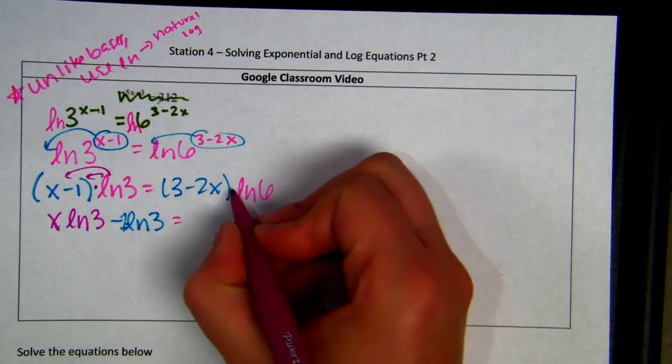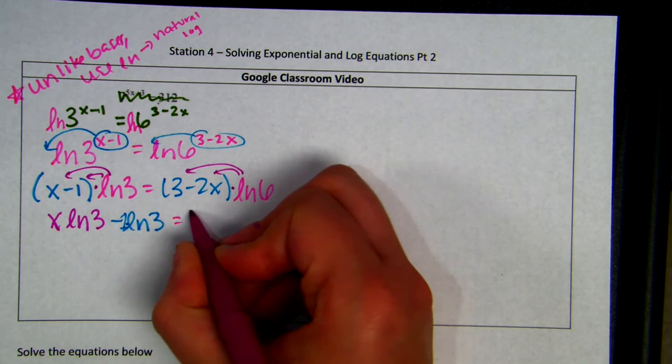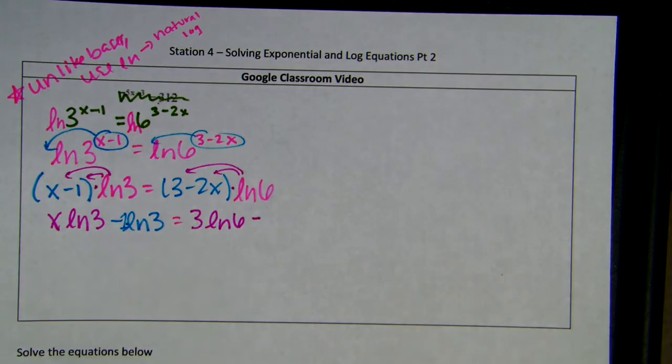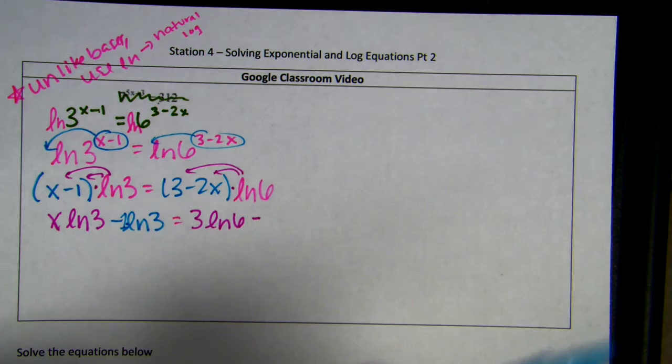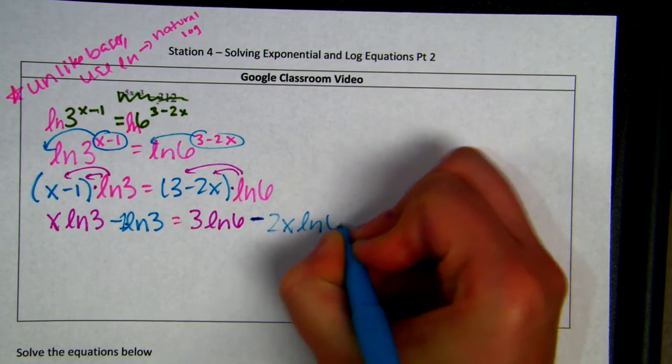Same thing over here. There's multiplication happening. I'm going to distribute my natural log of 6. So we have equals 3 natural log of 6 minus, that should be in blue, my bad, minus 2x times natural log of 6.